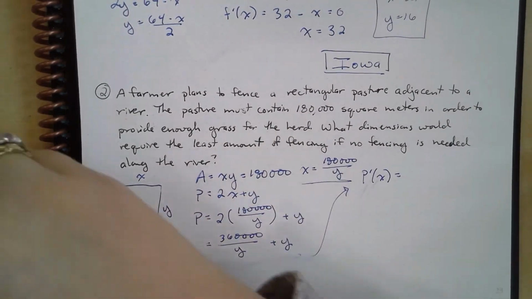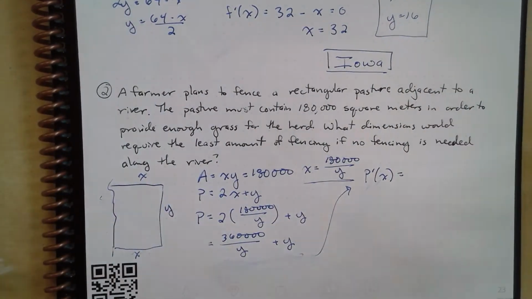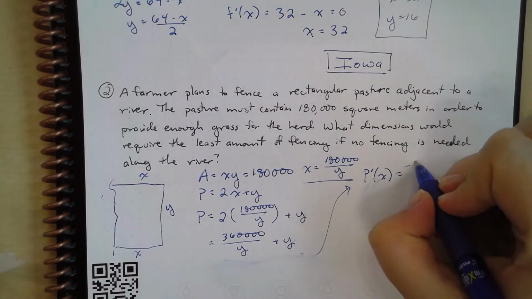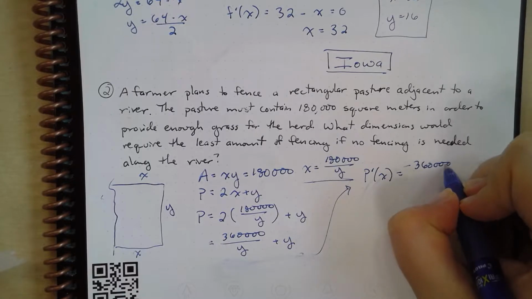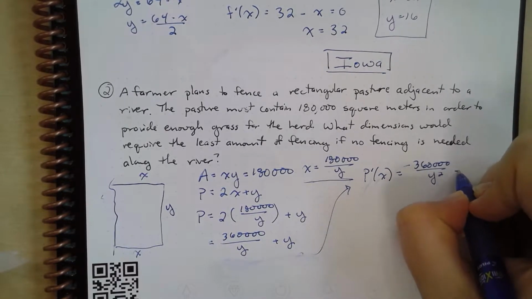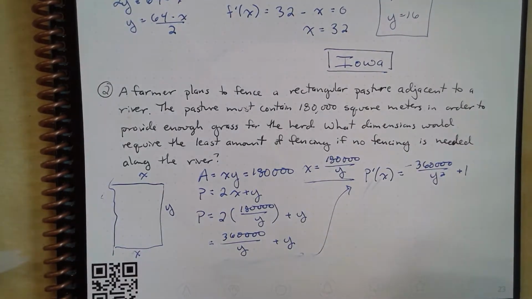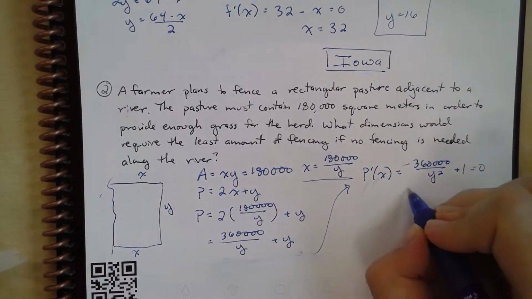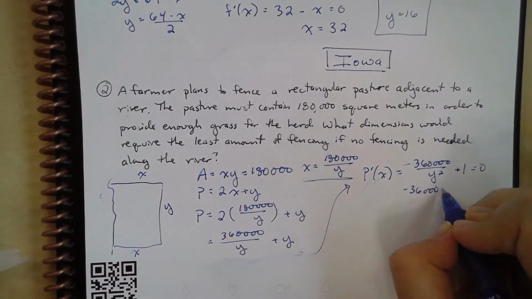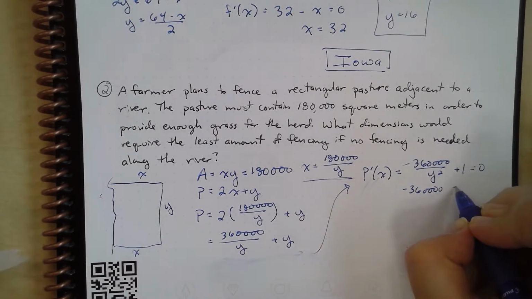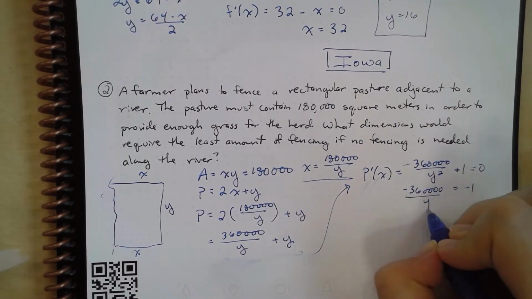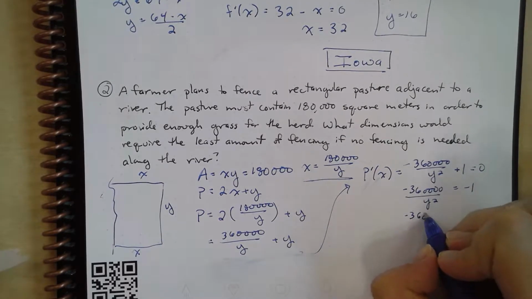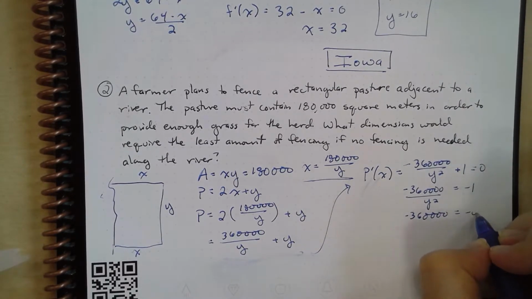So p prime of x is equal to negative 360,000 over y squared plus 1. I think that's correct. So I set this equal to 0. So negative 360,000 over y squared is equal to negative 1. So negative 360,000 is equal to negative y squared.